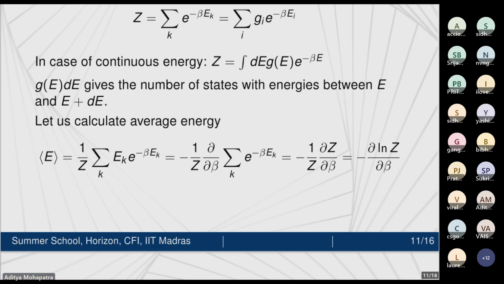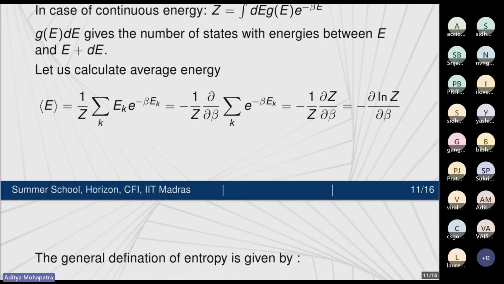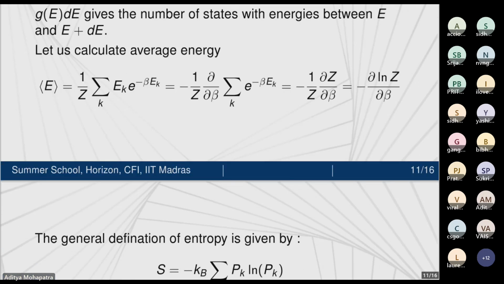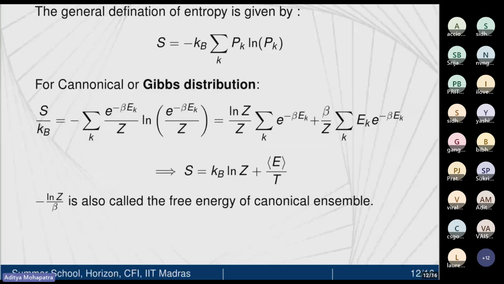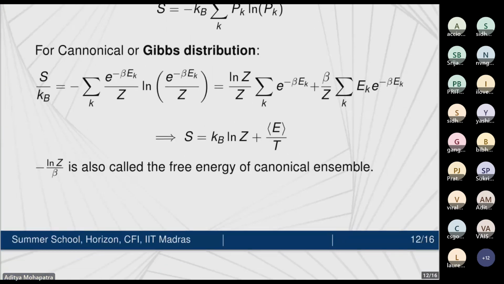If you see, we can modify the term as d by d beta. We could introduce a derivative term to make it simpler for us, so that the final term becomes this. And from there, we calculate entropy also. Right. So we now have the formula for entropy and energy of the Gibbs distribution, which is the canonical ensemble.